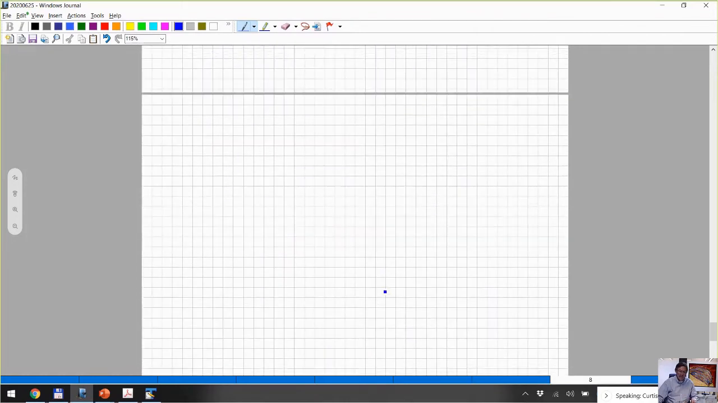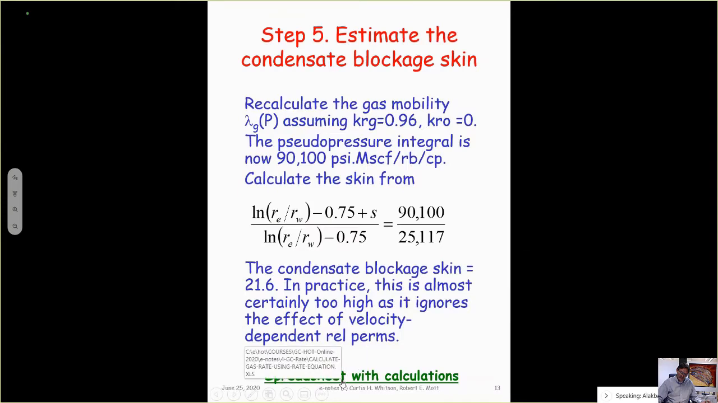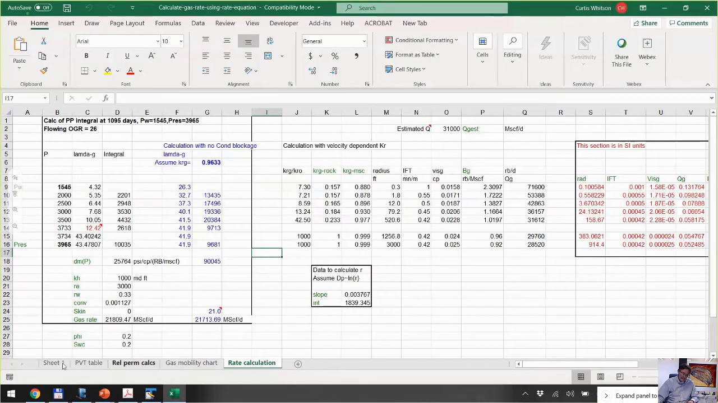Curtis, I have a question. Are these calculations in this calculate gas rate using rate equation Excel sheet? Yeah. Or here? Yeah, it's called calculate gas rate using. I can open it up here. Maybe you can very briefly go over the Excel sheet. Okay.